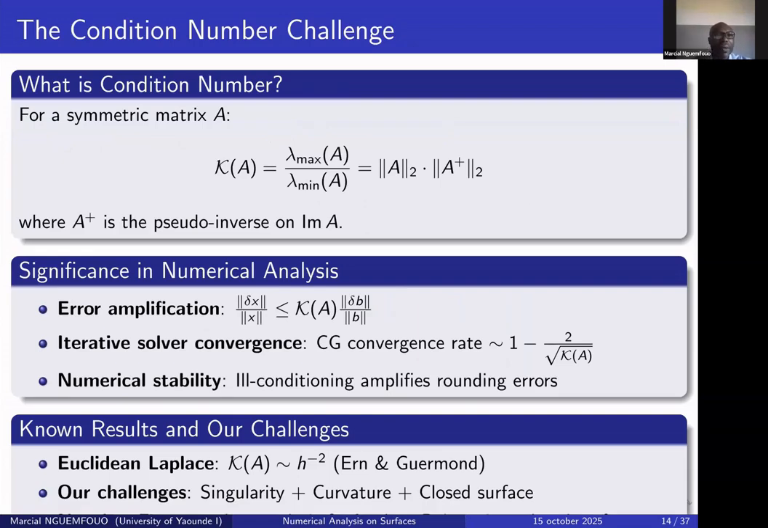The condition number. What is the condition number? For a symmetric matrix like ours, the condition number is given like this, where this is a pseudo-inverse on the image of A, which means that this matrix is not an invertible matrix. This is what we call the pseudo-inverse on the image.